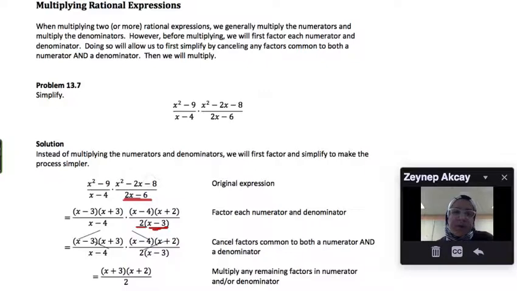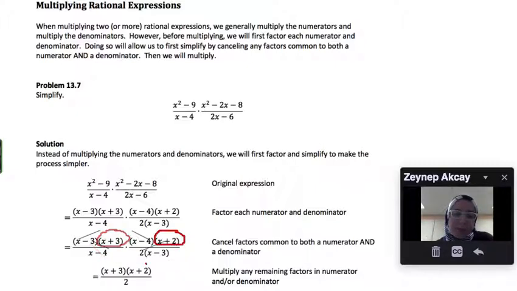Now we have factored both numerators and denominators. We cross out all the common factors. So here we have x minus 3 that would cancel out with this x minus 3. One is in the numerator, one is in the denominator, be careful. And we have x minus 4 in the numerator, which will cancel out with this x minus 4 in the denominator. So we are left with one factor here, which is an x plus 3. And we have another factor which we didn't cancel out, which is x plus 2.